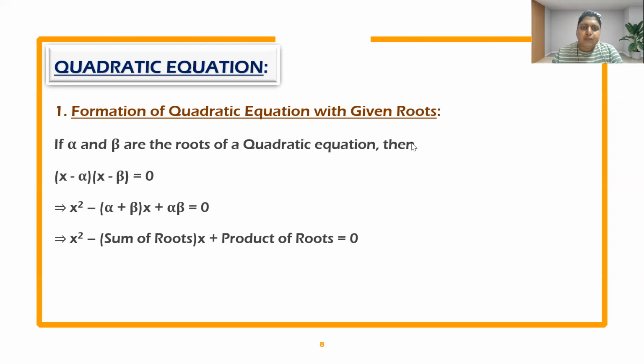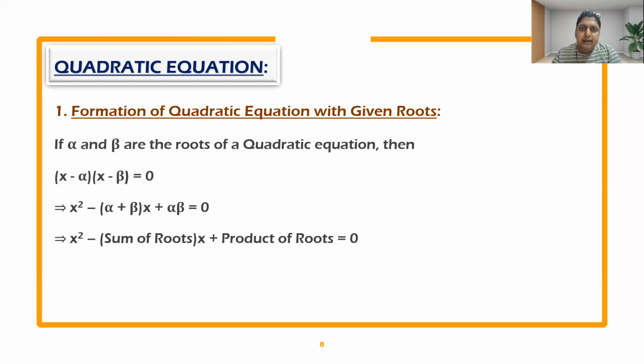So let's come to the formation of a quadratic equation with given roots. If we have the two roots, alpha and beta, of a quadratic equation, then x minus alpha multiplied by x minus beta is equal to 0. Then we multiply both the factors, and it will give x square minus (alpha plus beta) x plus alpha beta is equal to 0.